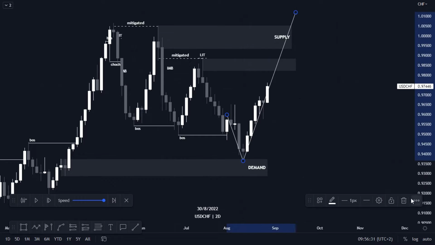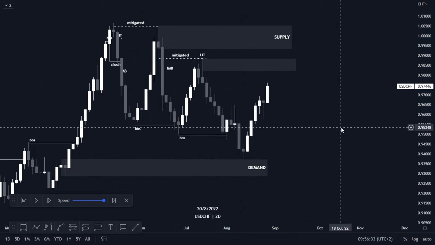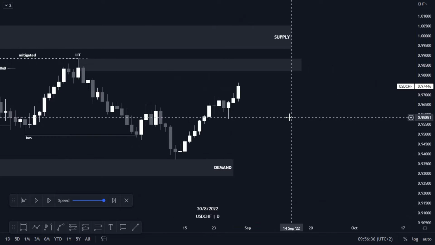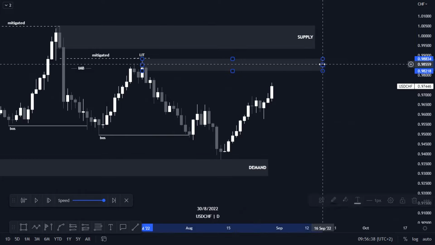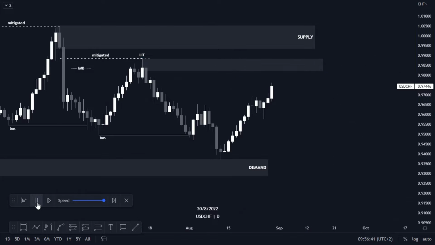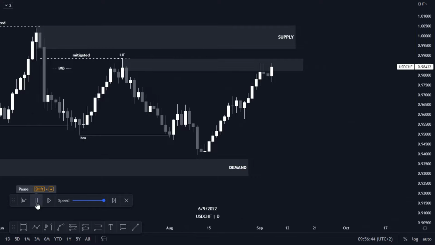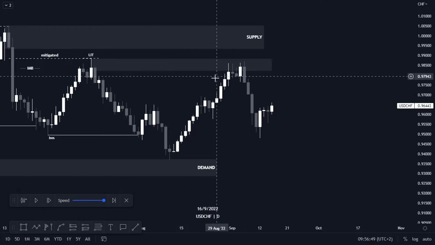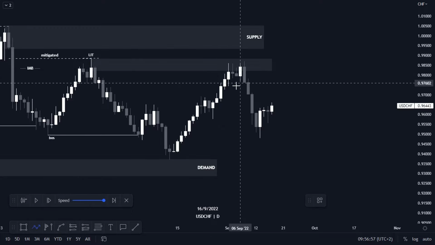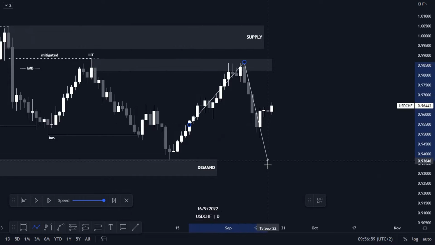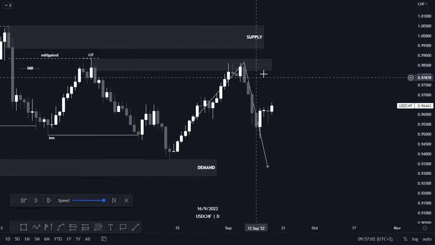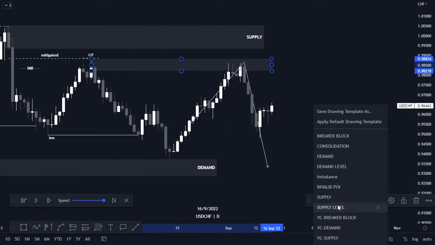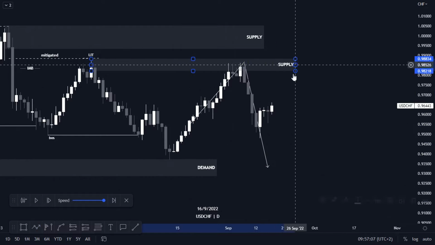Now let's move to the daily chart and see. This supply area, as you can see here, we have a reaction on this supply area, but will it hold and break this low here? Let's see. Let's just name this a supply area.